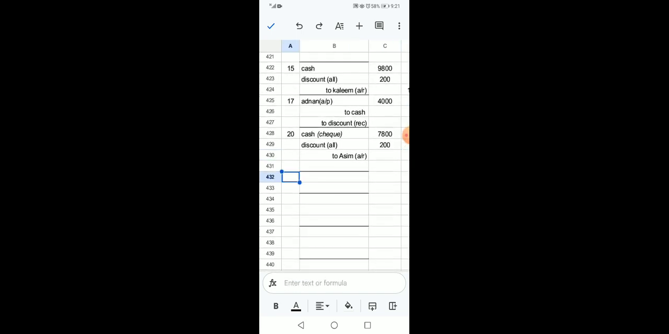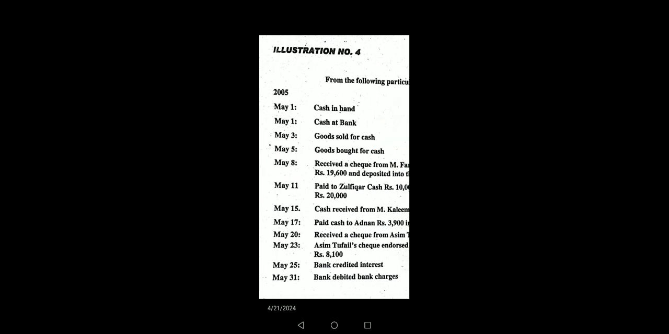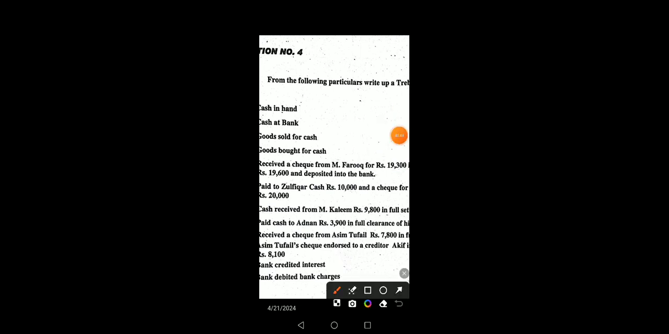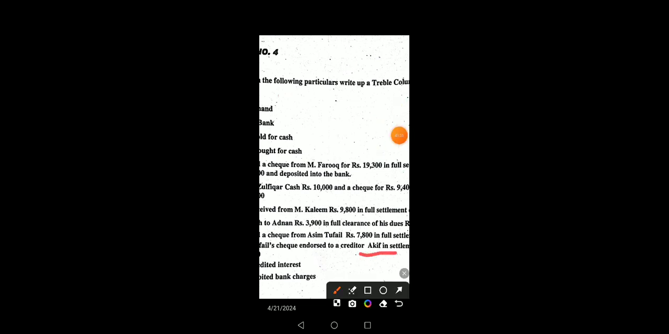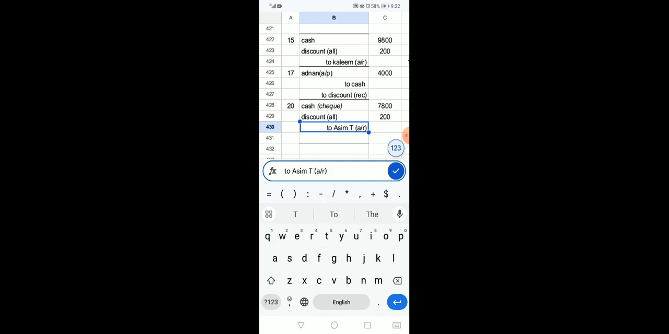Entry number was 20. Let's see what is next for us after 20. It is 23. Asim Tufail's check endorsed to a creditor Akif. Okay, you have received recently a check from Asim and you have endorsed this check, Asim Tufail's check, to a creditor Akif. Okay, now see over here. You have received a check from Asim. Just recently you have received from Asim. Asim Tufail is the actual name, so you may mention Tufail as well. Just T I have written.